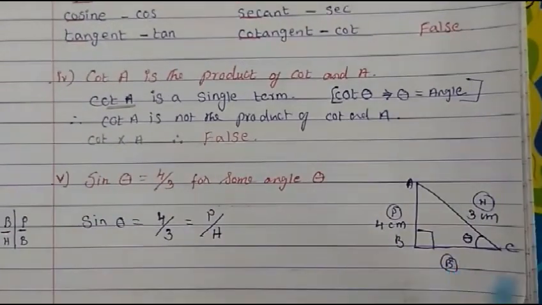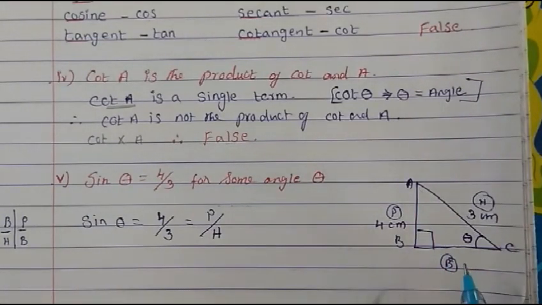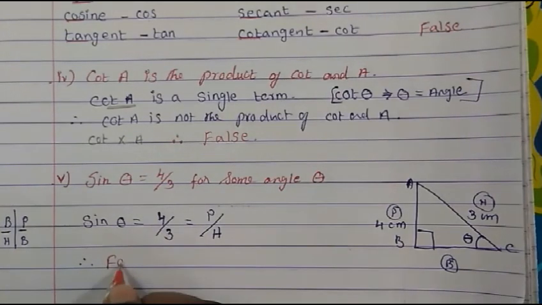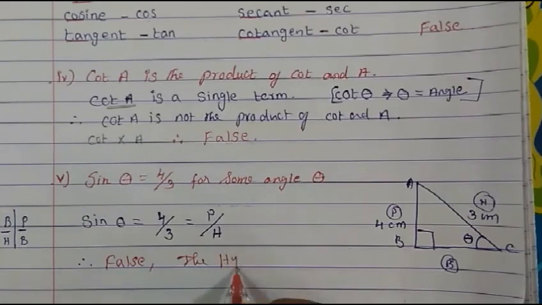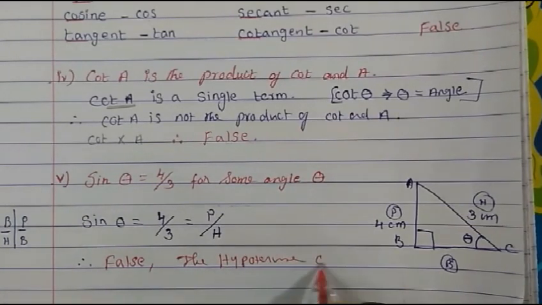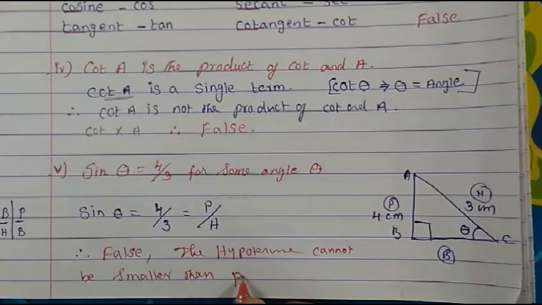Now, is it possible? Because hypotenuse is always the longest side of a right angled triangle. So if this is the longest side, can perpendicular be bigger than hypotenuse? Cannot be. So therefore the answer is false. Why? Because the hypotenuse cannot be smaller than the perpendicular. Okay, so this is our answer.